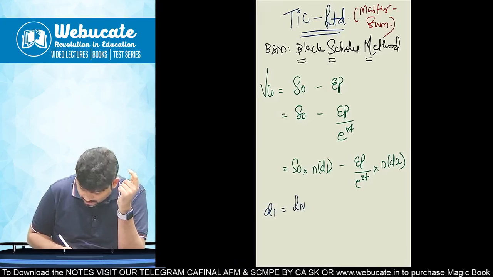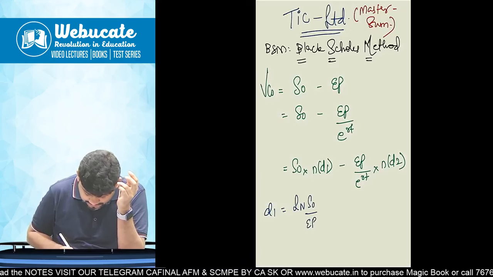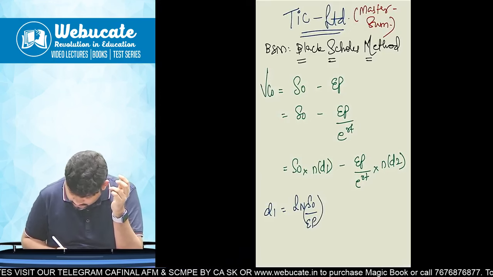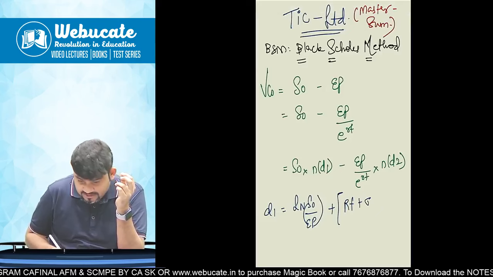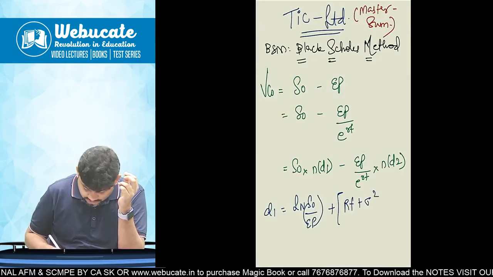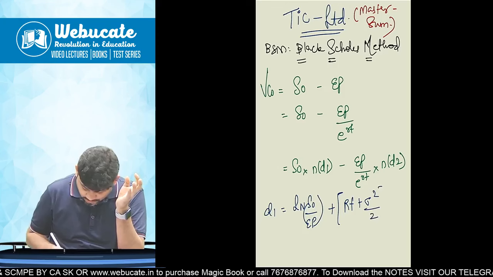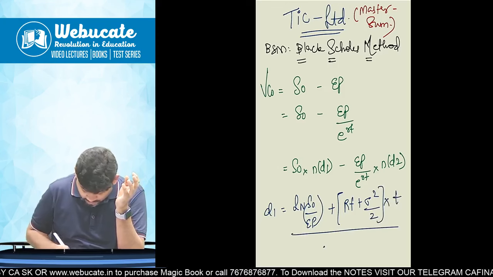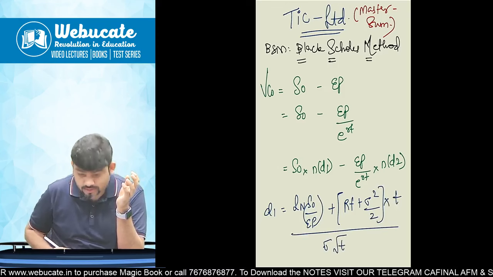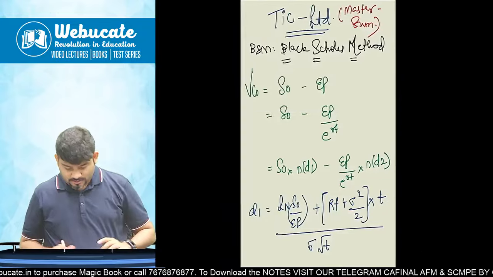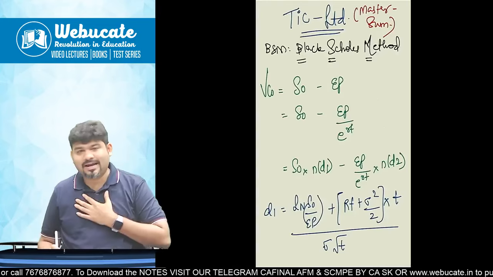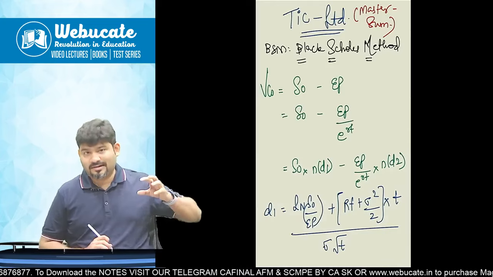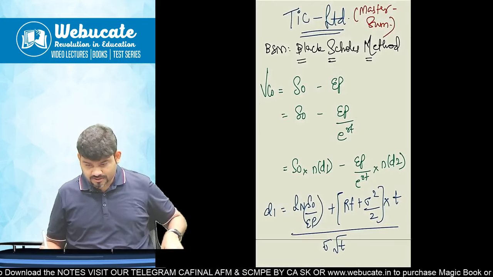Okay, what is d1? It is natural log of S0 upon EP plus Rf plus standard deviation variance upon 2, into T, the whole upon sigma root T. Then what is d2? d2 will be d1 minus sigma root T.